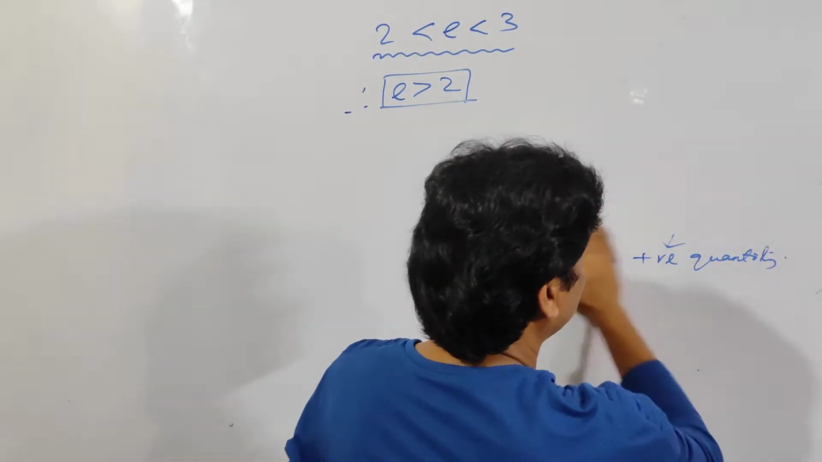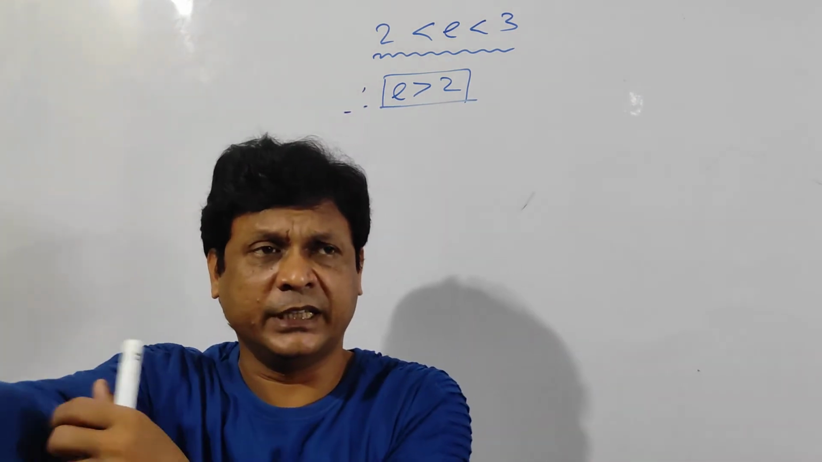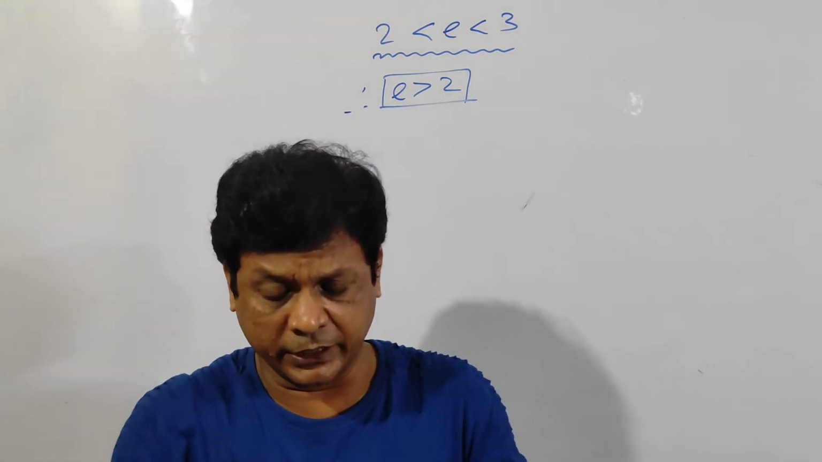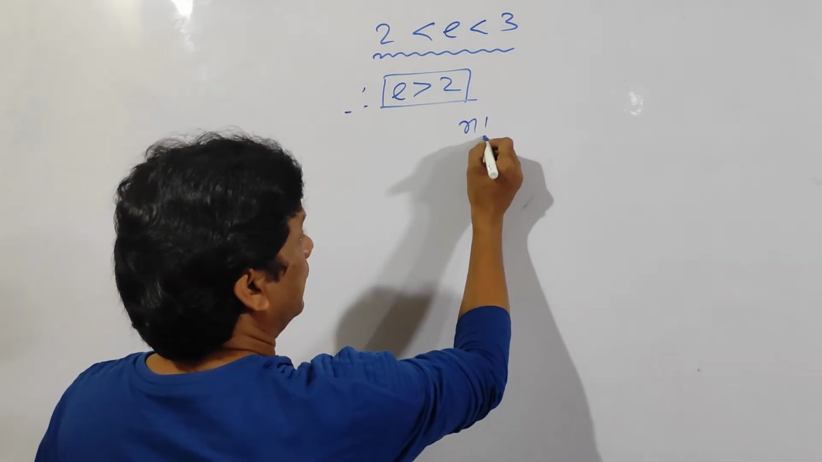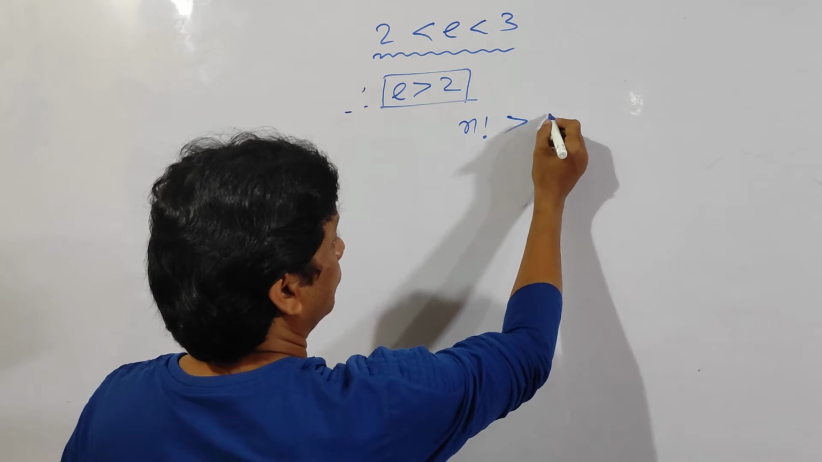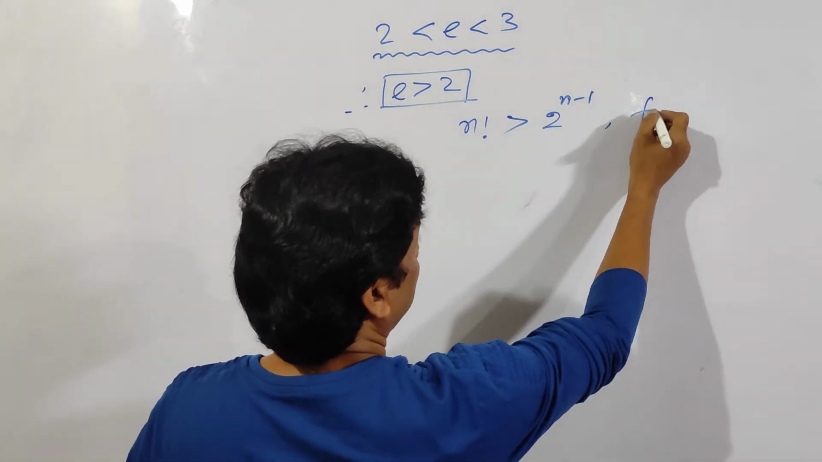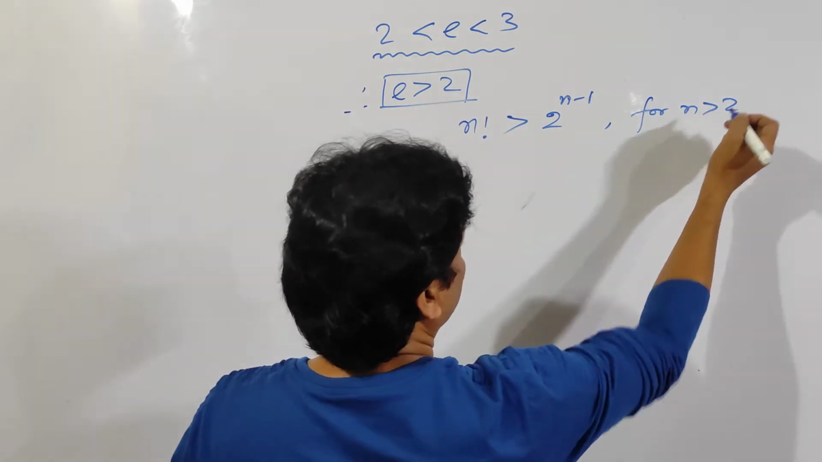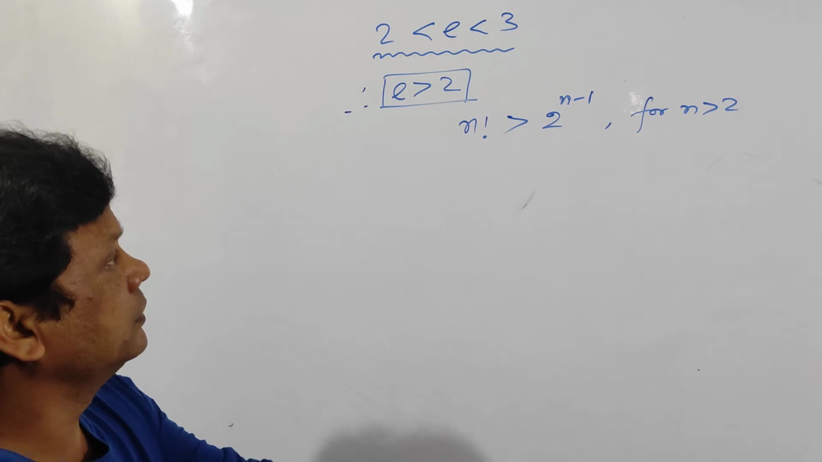The second part is that e should be less than 3. And for this, you should take the inequality. We know factorial n is greater than 2 to the power n minus 1, for n greater than 2. Let us see whether it is satisfied or not.